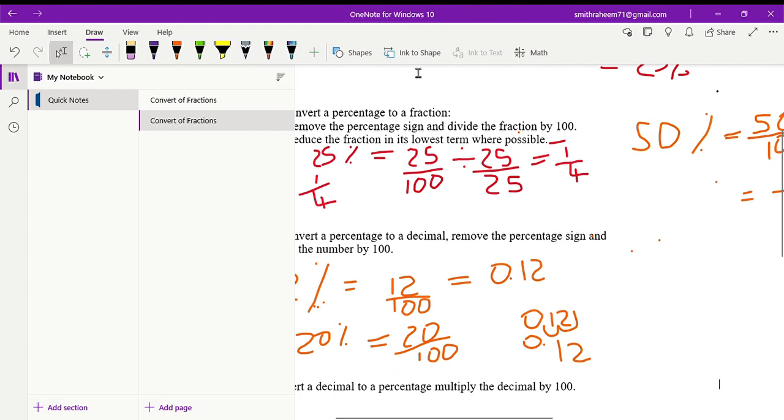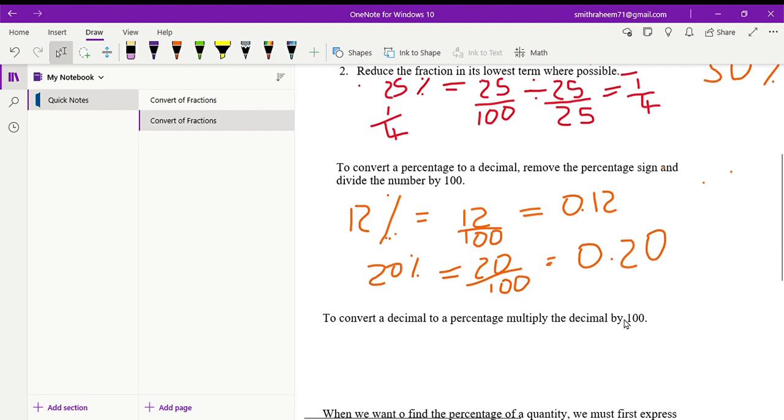Alright, let's erase this. So you'll have 0.20, and that will be 20% to a decimal. So it'll be 0.20.